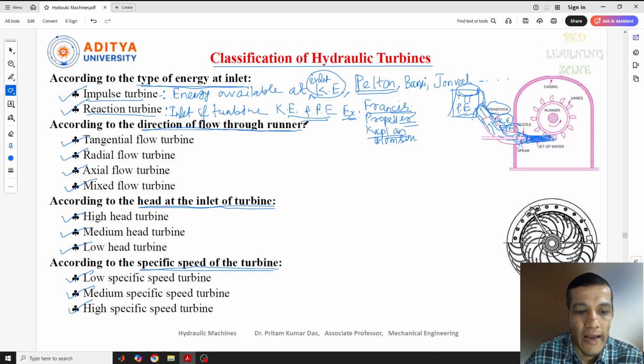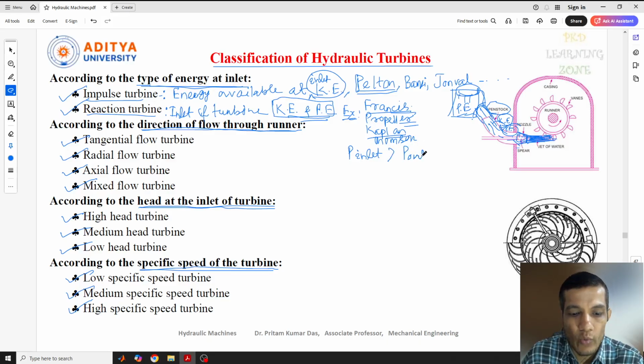As I told you, a small part of this energy is converted to kinetic energy, and the maximum part remains as pressure energy. So both kinetic energy and pressure energy act at the inlet of the turbine. And one more thing: the pressure at the inlet will always be higher than the pressure at the outlet.